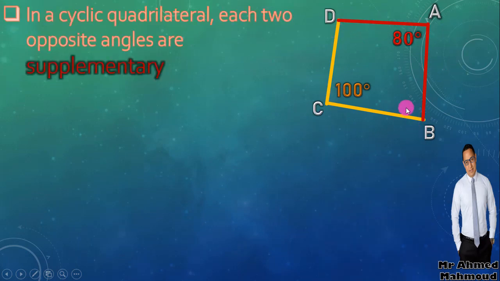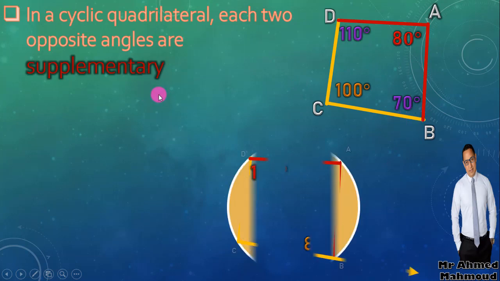If in the cyclic quadrilateral each two opposite angles are supplementary, or their sum is 180, then if angle D equals 110, angle B equals 180 minus 110, which equals 70 degrees. Remember, the opposite angles in the cyclic quadrilateral are supplementary.